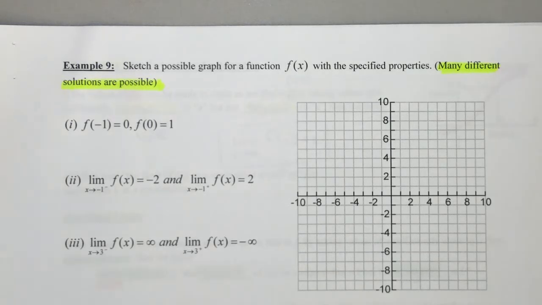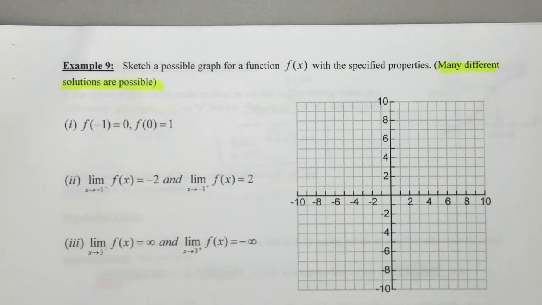So here we go. It says sketch a possible graph for the function f of x with the specified properties. Now what you need to understand is today we're going to be doing this together. So our answers are going to be the same, but if you do this on your own, it is possible that your answer or your graph might look different from your neighbor's. Make sense?